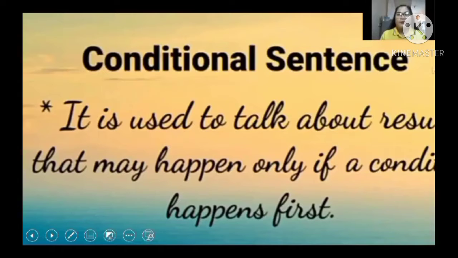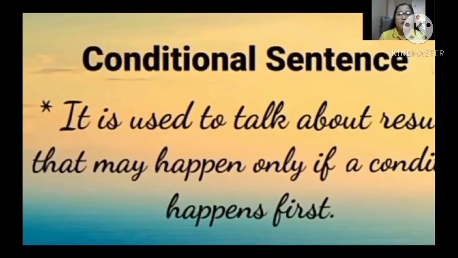Okay. Hello, everyone. So, we are going to discuss today about the conditional sentences. But before that, let's have a quick review. What is a conditional sentence? A conditional sentence is used to talk about a result that may happen only if a condition happens first. So, that is a conditional sentence.